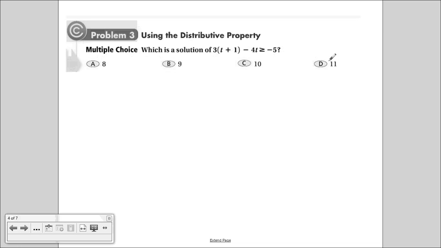Which one of the following is a solution? So what you could do is you could plug 8 in for t and find out if it's a solution. The only problem is if 8 is not a solution, you have to try 9. And if 9 is not a solution, you have to try 10, and so on. So we have a way of kind of saving you some time, is just solving. So distribute, that's 3t plus 3 minus 4t greater than or equal to negative 5. 3t minus 4t is negative 1t plus 3 greater than or equal to negative 5.